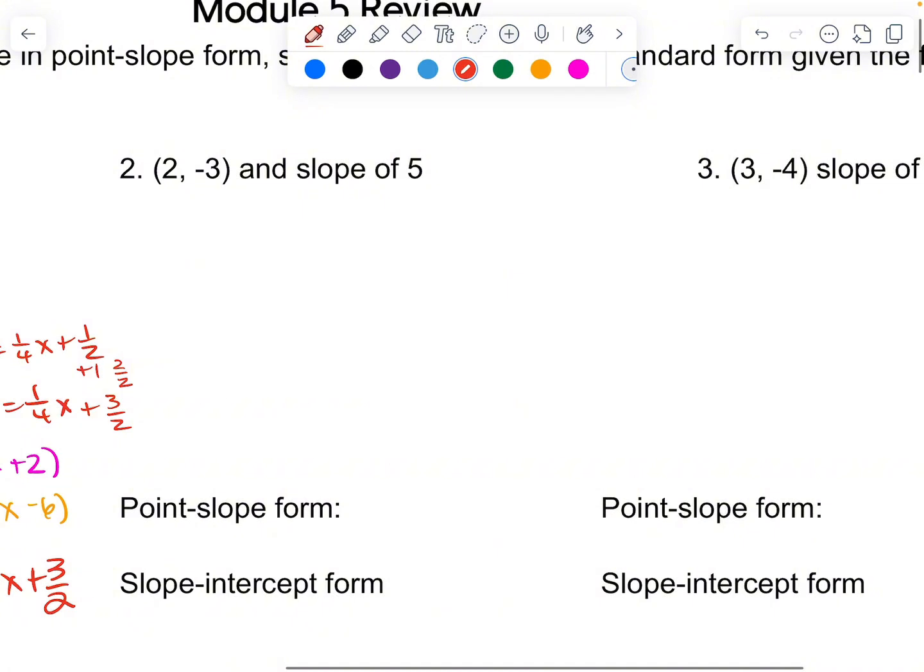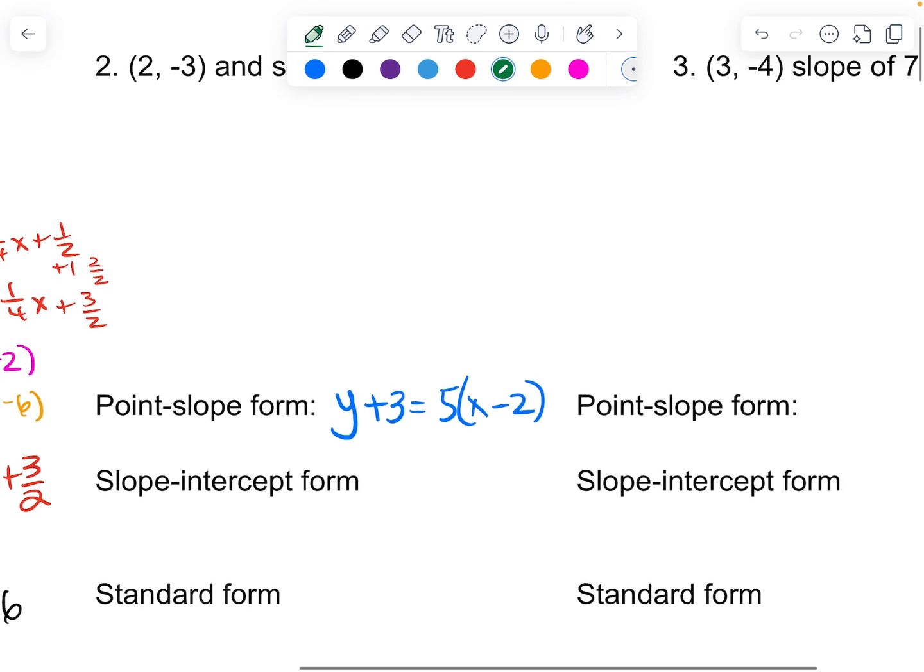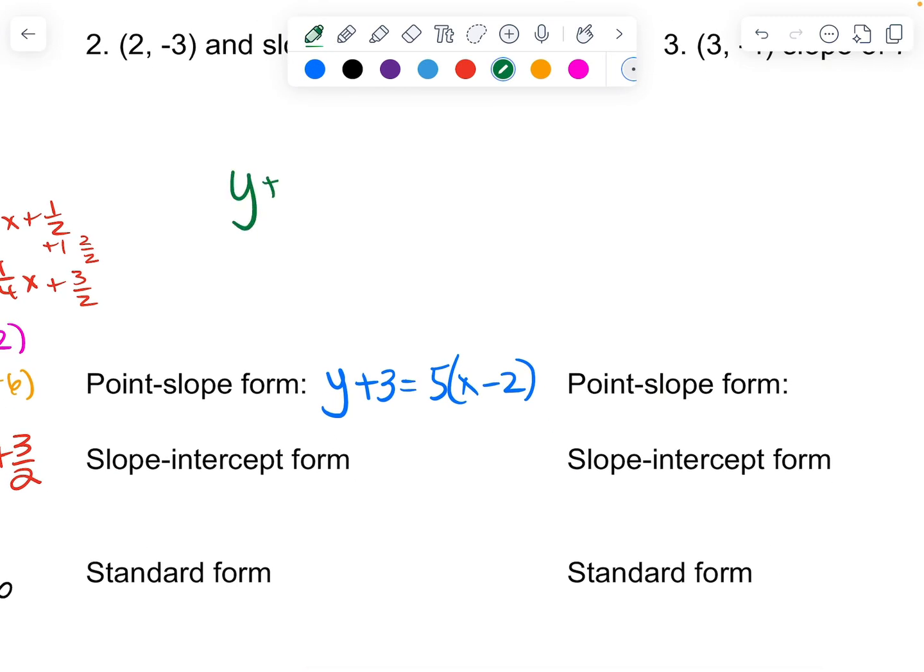Okay, so let's go to this one. It's already giving us a slope. So y plus 3 equals 5 times the quantity x minus 2. So if I was to multiply that through, I get y plus 3 equals 5x minus 10. Subtract the 3 to the other side. My slope-intercept would be y equals 5x minus 13.